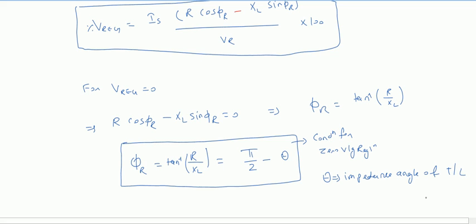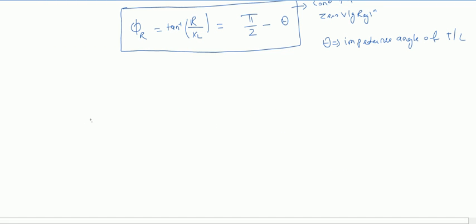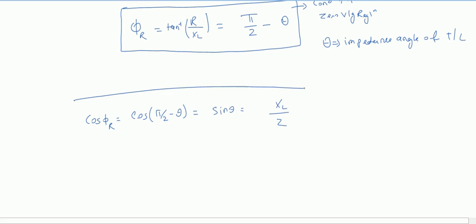Okay, so the power factor of the leading load. If you want to write the power factor for this load, it will be equal to cos phi R. Phi R is pi by 2 minus theta, so cos of (pi by 2 minus theta). For zero voltage regulation, that is nothing but sin theta. And sin theta we can write as XL by Z.